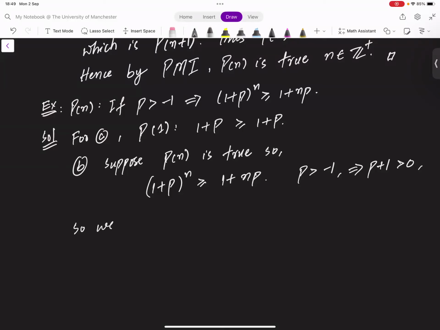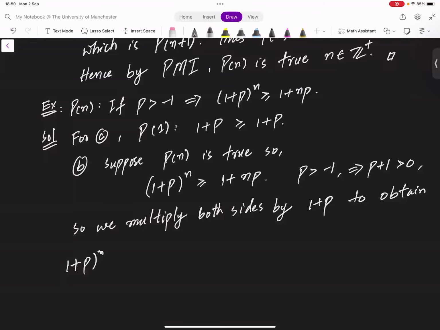So we multiply both sides by 1 plus p to obtain 1 plus p power n plus 1 is greater than or equal to 1 plus np into 1 plus p, and this can be written as 1 plus n plus 1 into p plus np square.